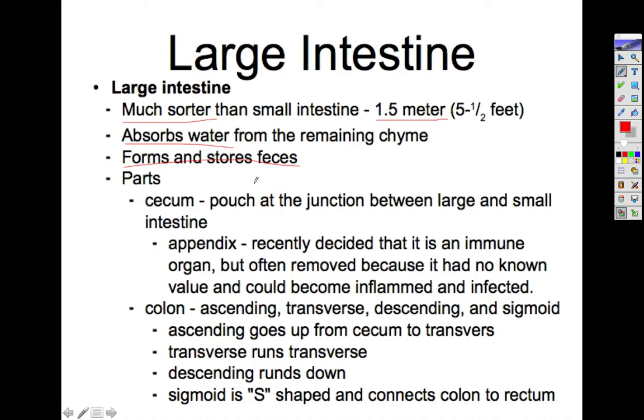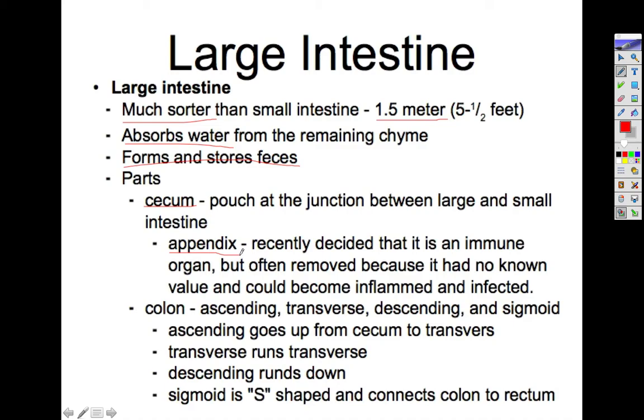There's a couple parts to your large intestine. The first, notably, is your cecum. This is the first segment which connects your small and large intestine. This is where your appendix attaches to. So some of you may have had your appendix removed.